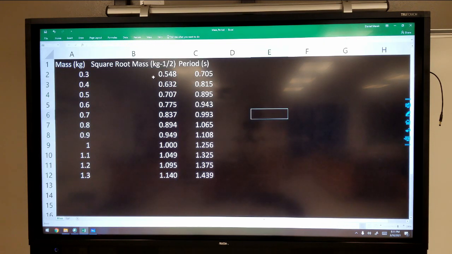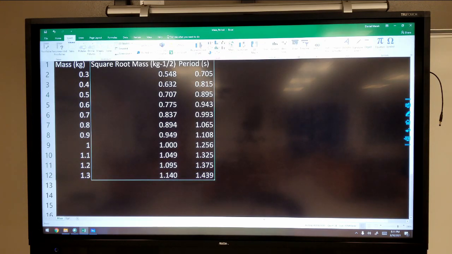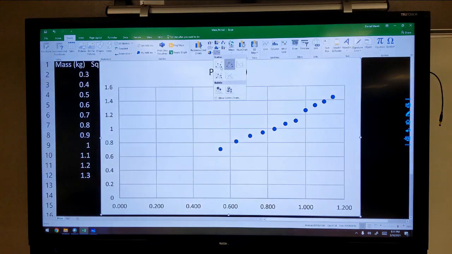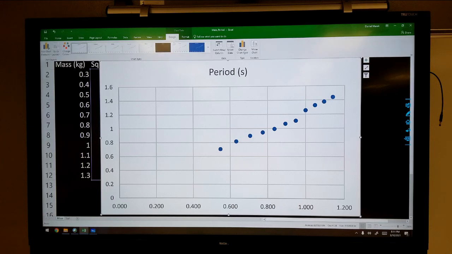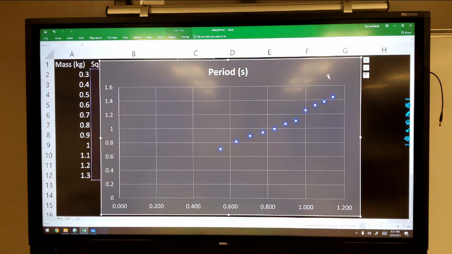Okay. And so I'm going to select these two things now. Go to insert, and then do a scatter plot. And that looks like a really nice straight line. Let's make it dark background again. There we go. And so you'll notice again that little jump between the first set of data and when I moved that peg up. So I don't know if I did something when I did that, if it was bouncing more or what. But otherwise, that makes a pretty good straight line.